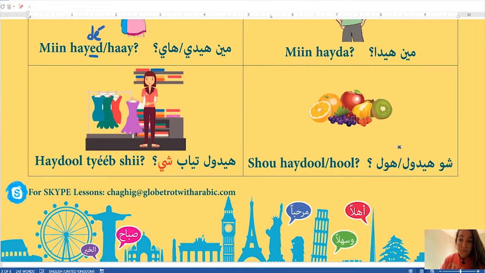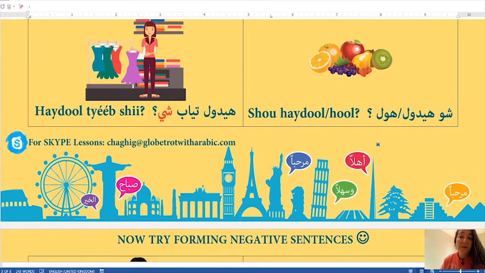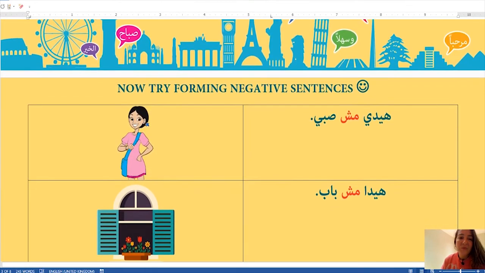Okay. شو هيدول؟ What are these? هيدول فواكه. شو هيدول؟ What are these? هيدول تياب. Or I can ask the other question and say هيدول تياب شي. Are these clothes at all? And the answer would be ايه هيدول تياب. Now let's move to today's lesson.